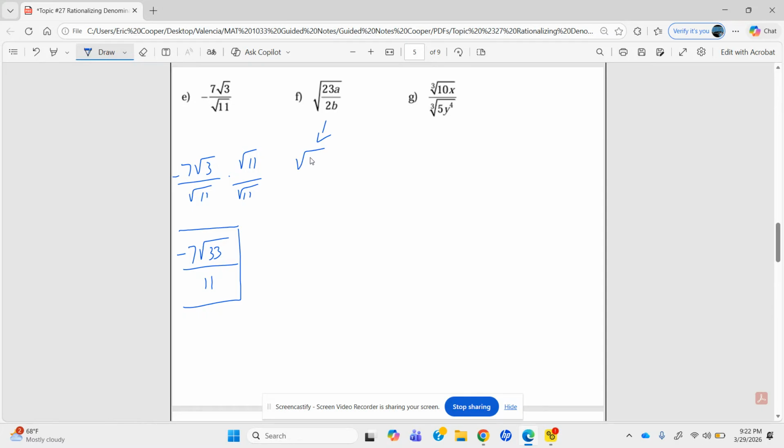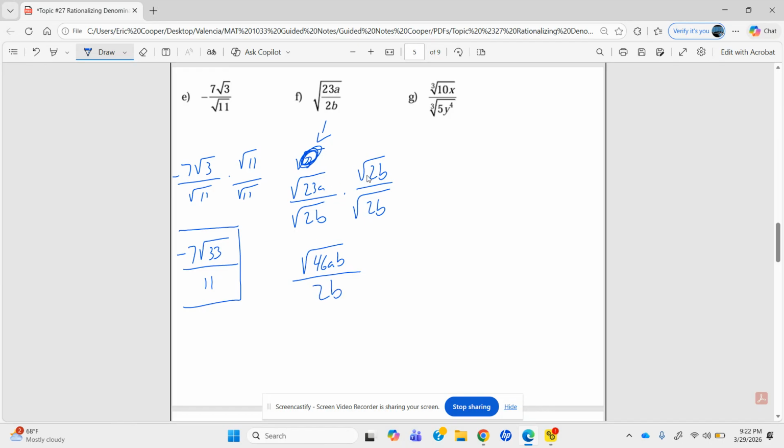I'm going to rewrite this as 2 separate square roots. I'll go square root of 23a over square root of 2b. 23 is prime, so it won't reduce. Same thing with 2. And I'm going to multiply everything by the square root of 2b. At the top, this becomes square root of 46ab. And at the bottom, the square root goes away and just leaves me with 2b.